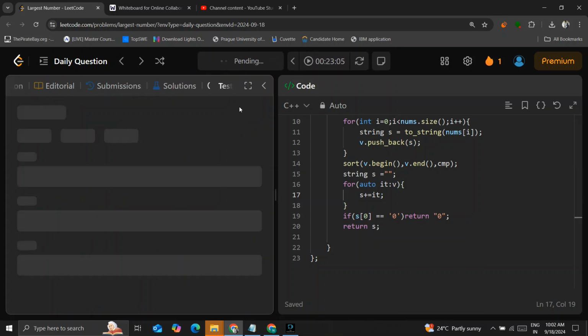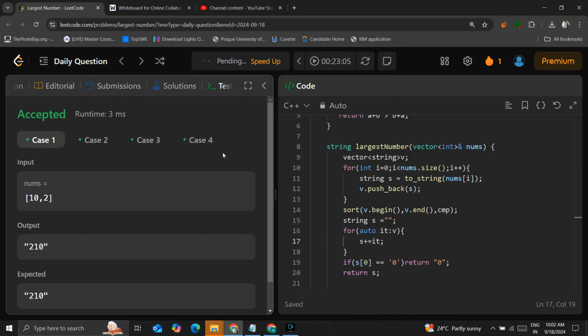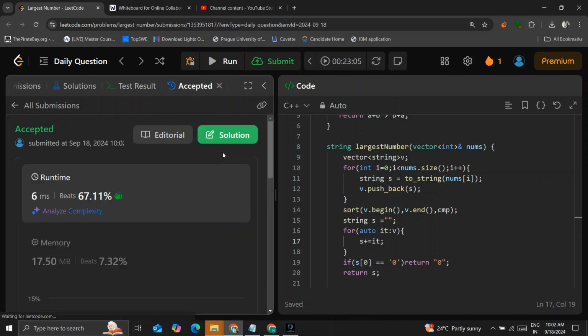Now if I run it, yes, it is running fine, and if I submit it, yes, it is accepted.